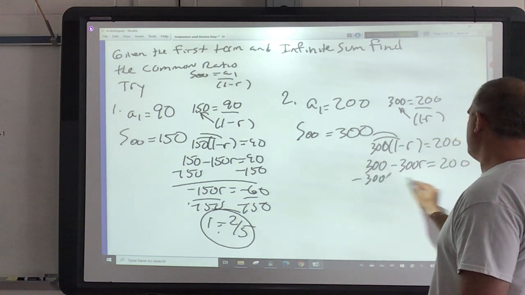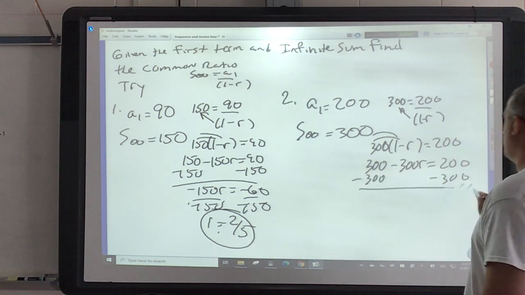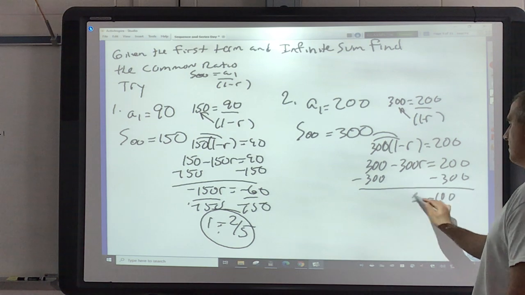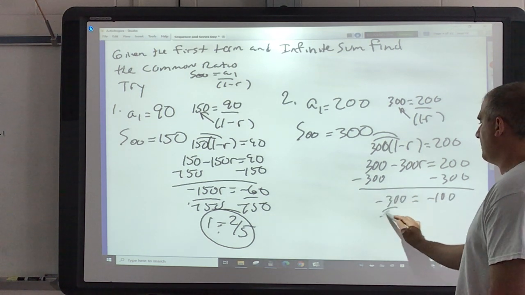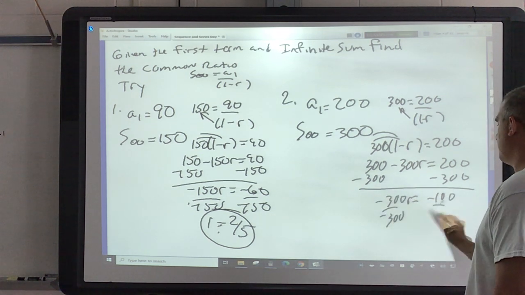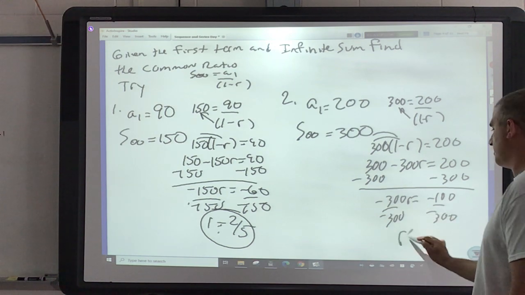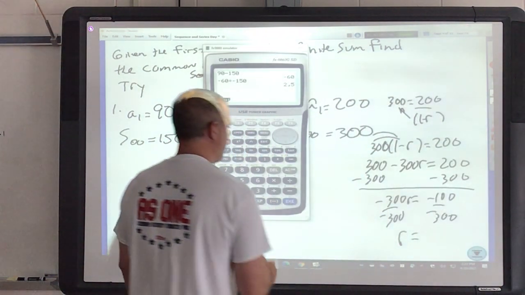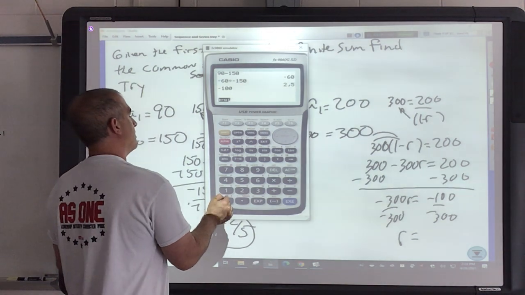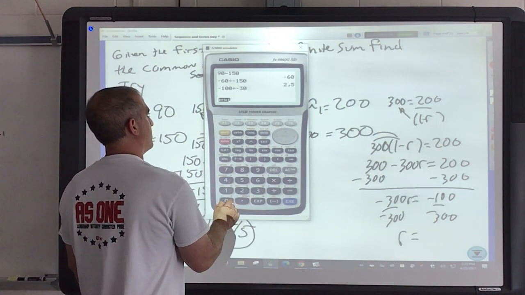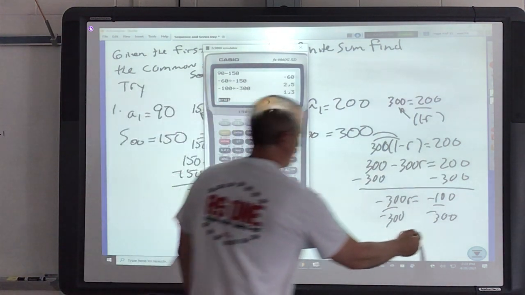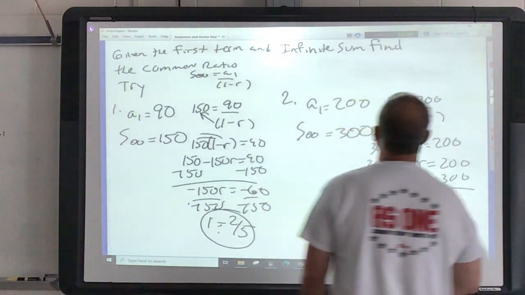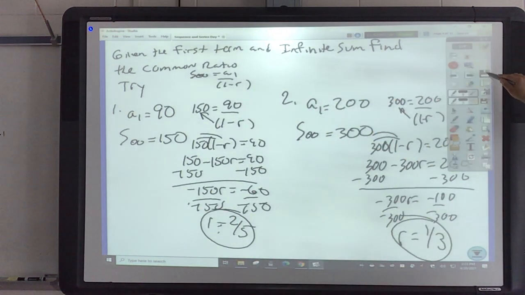I would subtract 300. 200 minus 300 is negative 100. I would divide by negative 300. So negative 100 over negative 300 is going to be 1/3. But let's just show it. It'll be 1/3. All right, moving on.